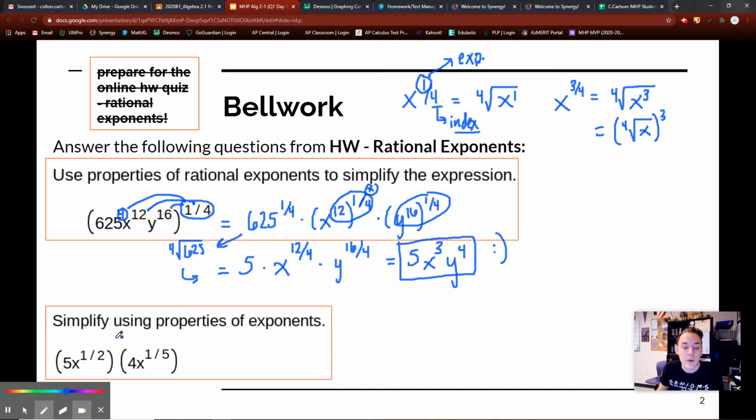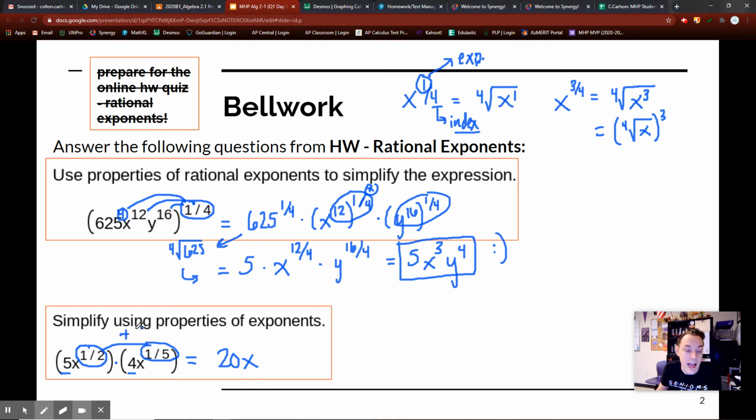So right here, what do I have to do? Well, I do something different. First of all, I have to notice that this 5 and this 4 can be multiplied because this is multiplication. So I'm going to do 20 and then times x to the something power. What is that something power? Well, here it's a little bit different because now it's not a power to a power, but a product to a power. So that means I don't multiply them.